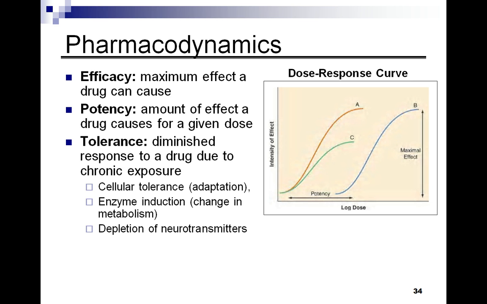Tolerance is just talking about diminished response due to chronic exposure. And tolerance can happen because of cellular tolerance, which is like adaptation. It can happen if you have enzyme induction, which could be due to other drugs being administered, and that's really just a change in metabolism, and many, many other mechanisms.